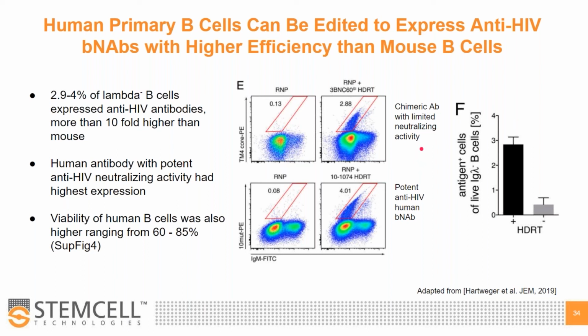Here they're showing 2 different antibodies. The top row is a chimeric antibody, which has limited neutralizing activity. And in the bottom row, there's a potent anti-HIV entirely human broadly neutralizing antibody. They were able to achieve expression of this antibody on 4% of cells. They also noted that the viability of human B cells was higher than the mouse after transfection, ranging from 60 to 85%.